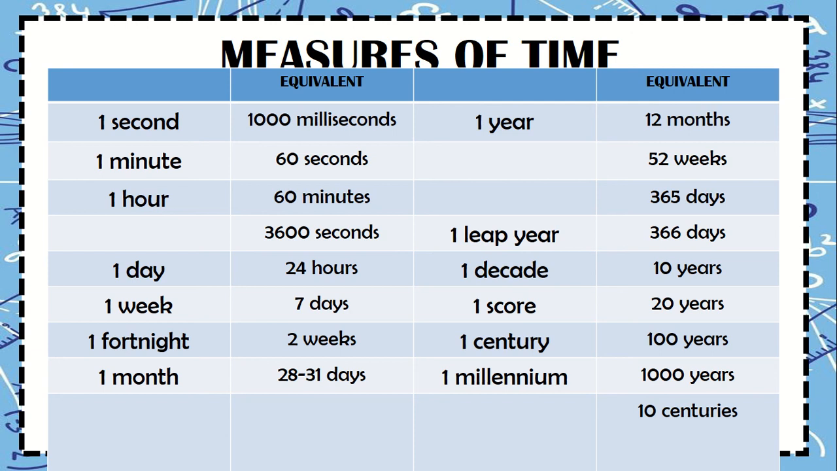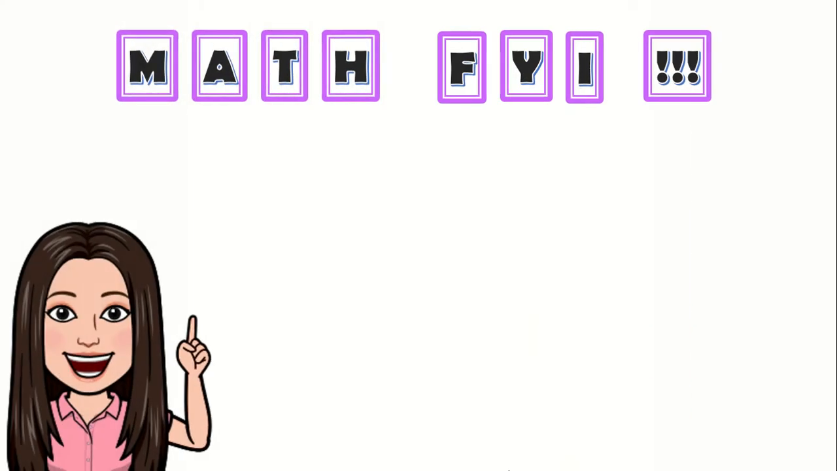So, familiar naman na kayo dito. Yung mga bago lang sa atin ay yung ating 1 fortnight is equivalent to 2 weeks or half month. Yung leap year naman is 366 days and yung score ay 20 years.